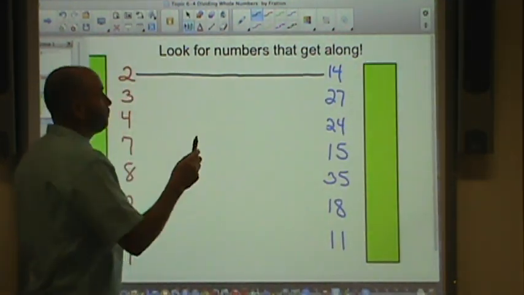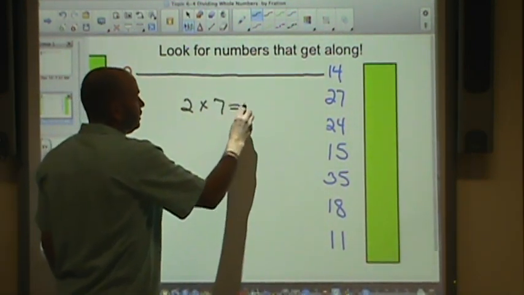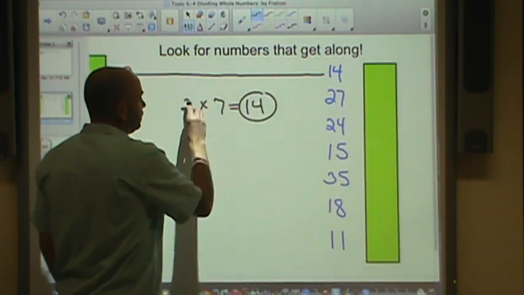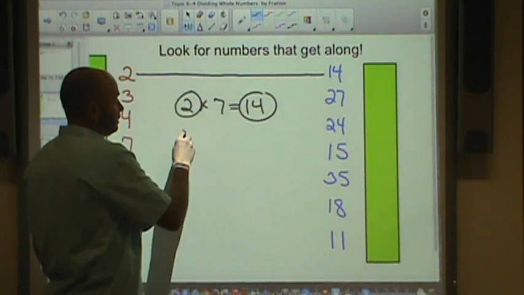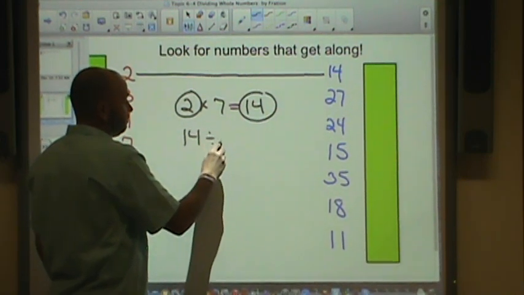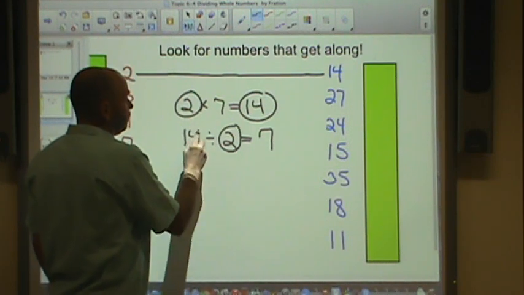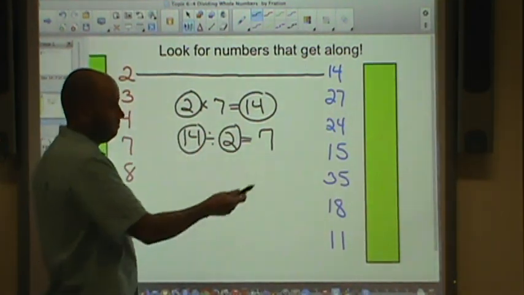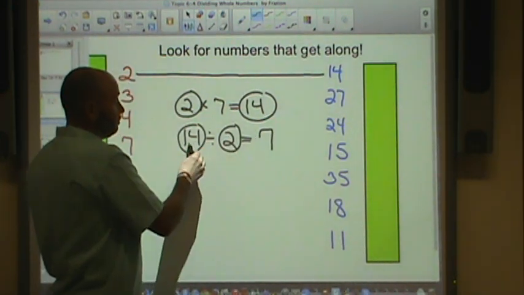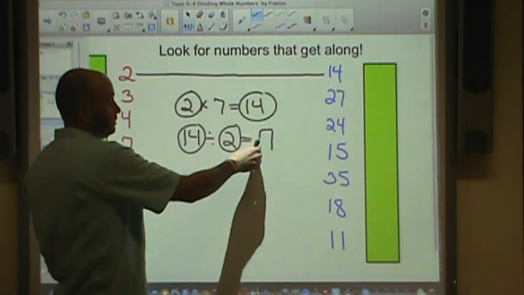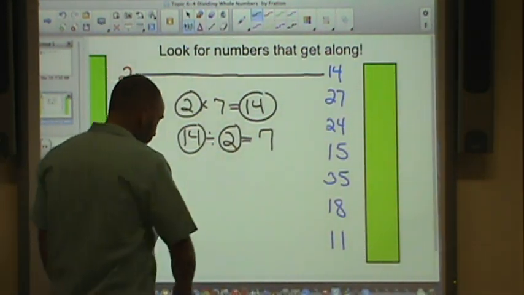Now, it gets along with 14 by either saying 2 times 7 equals 14, or you could say 14 divided by 2 equals 7. So you can multiply 2 times a number to get 14. You can divide 14 by 2 to get 7, which is no remainder. So they get along well.